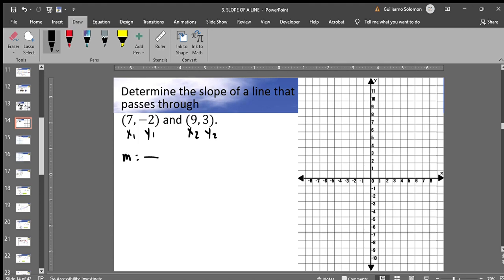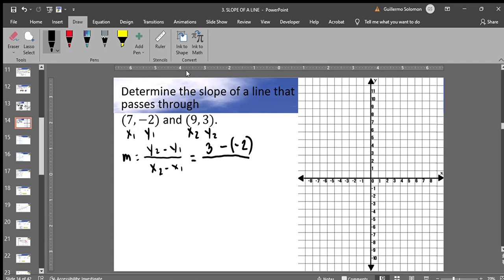m is equal to y sub 2 minus y sub 1 all over x sub 2 minus x sub 1, and then substitute the given into our formula. Our y sub 2 is 3 minus y sub 1, so open parenthesis negative 2 and then close it.